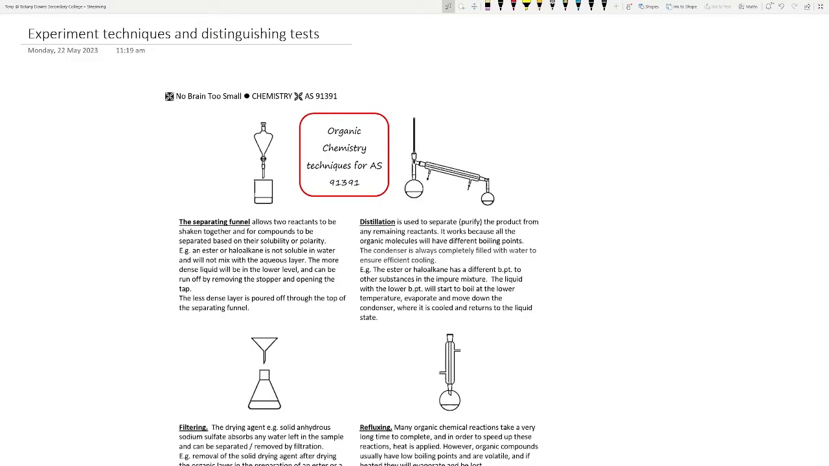We are just going to go through some more organic chemistry for NCEA level 3. We're going to go through some of the common experiment techniques. I've got some diagrams here, and I want to highlight some of the key points that you need to know for the assessments, and quickly go through how they work. Then we're going to go through the distinguishing tests, including all of the common distinguishing tests for the different organic functional groups. So let's get into it.